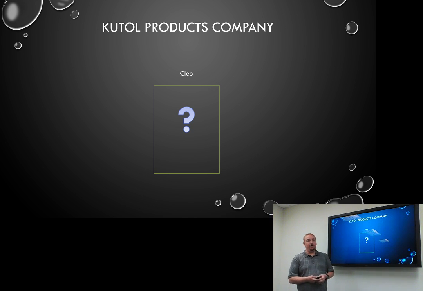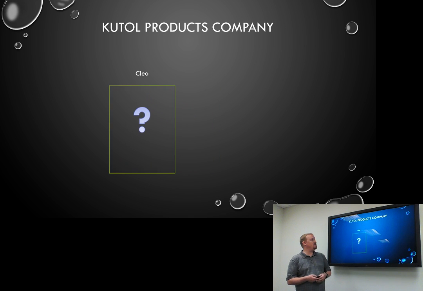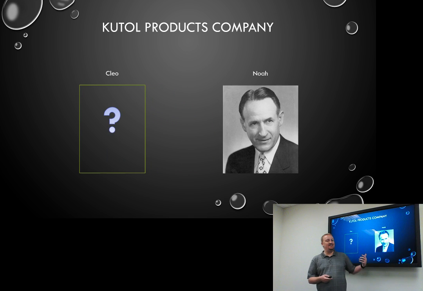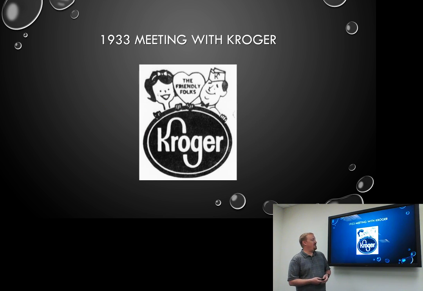And then poor Cleo at 21 has this company, he doesn't know what to do with it, so he gets his brother, Noah, involved. He asks his brother, Noah, to come help him out. And Noah says, sure, absolutely, I'll go ahead and do that. And it was in 1933 that they had a meeting with Kroger.